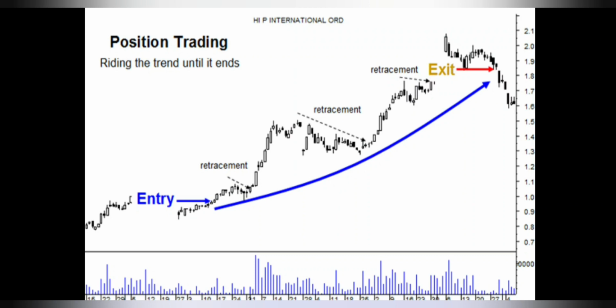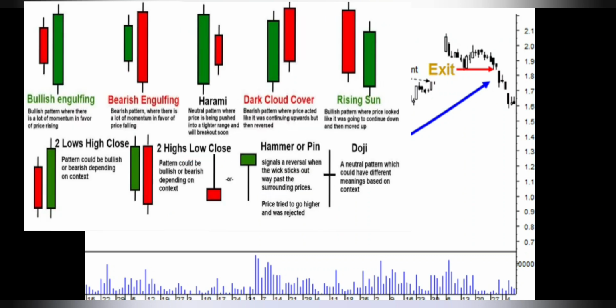with the main aim of catching the large trends of the market and cashing in on the big profits. Now, how position trading is used and analyzed: of course, you can use some technical analysis, you can use the economic calendar, as well as the candlesticks. The candlesticks play a very, very important role in the long-term position trading strategy.